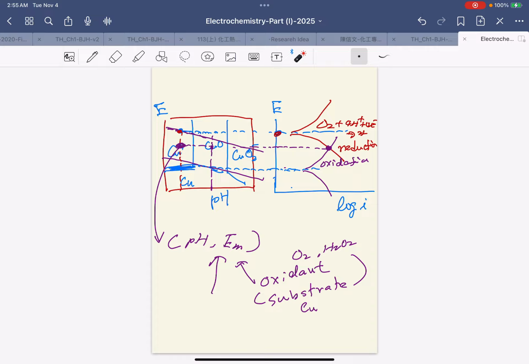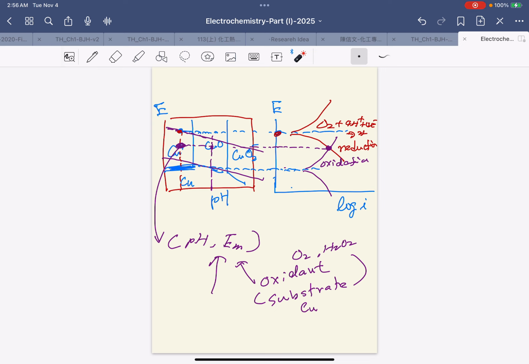Okay? If your pH is here, then the material will be at the passivation region. If the pH is here, the carbon will be at the corrosion region. If pH is here, also at the corrosion region. So that is very important. You can extend your application from this Evans diagram.